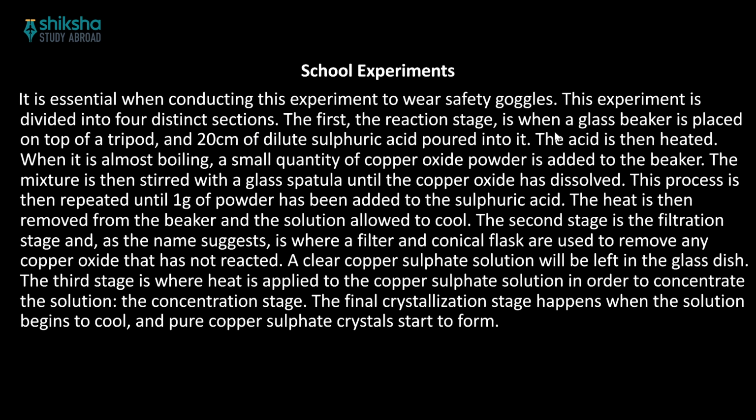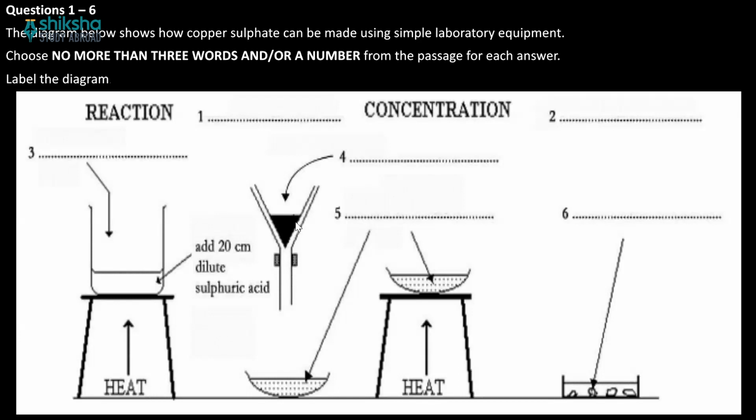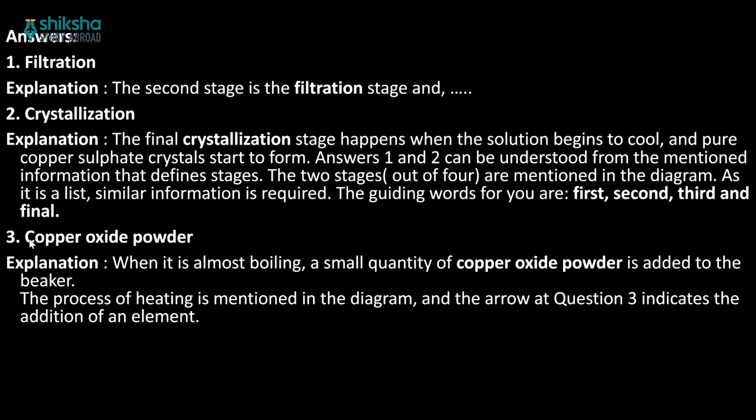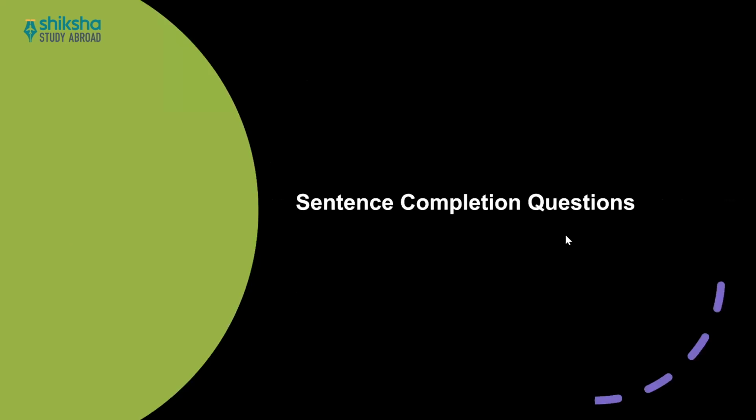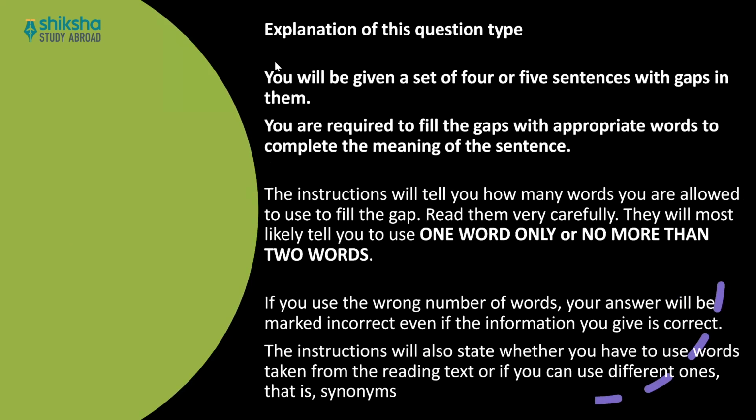Once you have read 1 or 2 lines here, you'll understand what the procedure is and how it is going further for the passage, right? So this is how you have to complete the answer. Next, moving on to another kind of question, which is sentence completion questions. So let's read about it further. Explanation of the question type first. You will be given a set of 4 or 5 sentences with gaps in them.